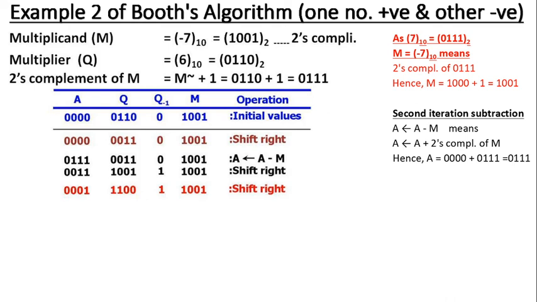The last iteration is now to be performed. Processor goes back to perform that last, the fourth iteration. Now what action is to be performed here? Again, the latest iteration, the third iteration's Q0 and Q minus 1 bits are 0, 1. It means that in the fourth iteration, first of all, addition is to be carried out, A plus M.